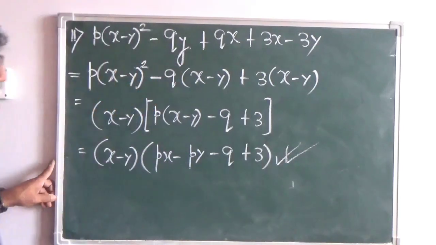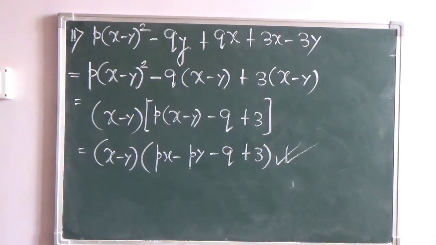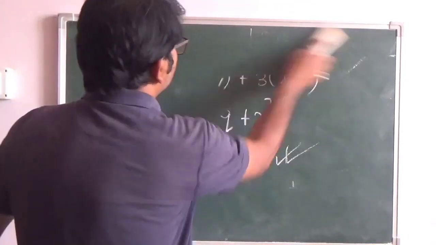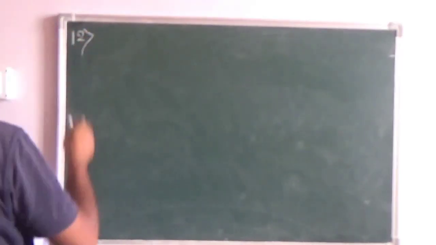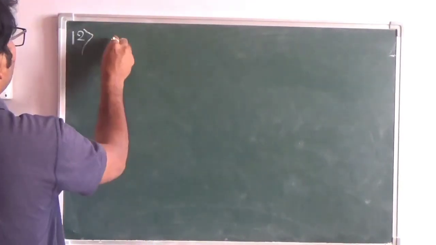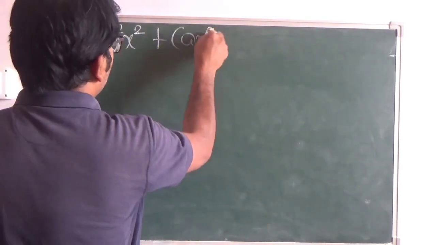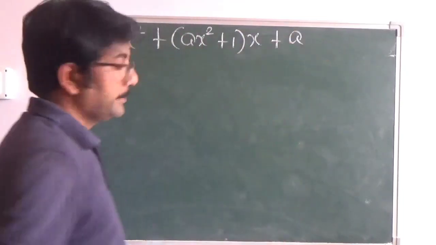This is your final answer. Now we move on to question number 12. The expression is a square x square plus x square plus 1 into x plus a.